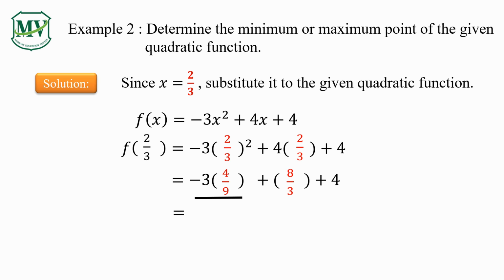Negative 3 times 4 over 9 is equal to negative 4 over 3. And copy 8 over 3 and positive 4. Negative 4 over 3 plus 8 over 3 plus 4 is equal to 16 over 3. So our f of x is equal to 16 over 3.